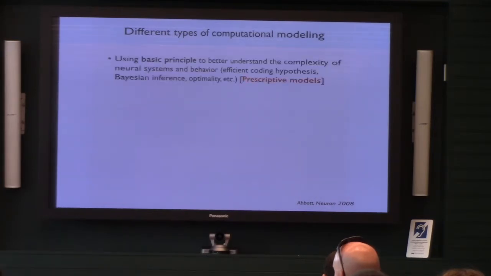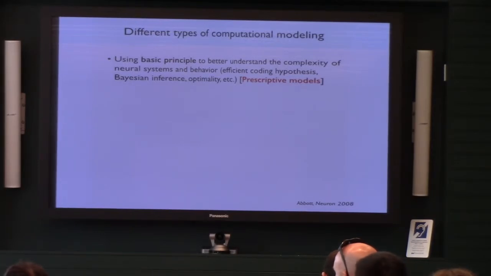I think this is maybe more important for the different types of computational modeling that people can do. One type is that you use basic principles to understand what is going on in the brain. An example of a basic principle people have used is the efficient coding hypothesis, that the brain tries to minimize the number of spikes to carry a certain amount of information. You can think about Bayesian inference. It's a principle that you can use; that's how the brain performs computation, and you try to map it onto the brain and understand what happens in terms of behavior or neural activity. Or in general, you think about optimality.